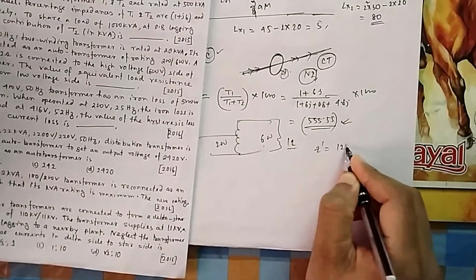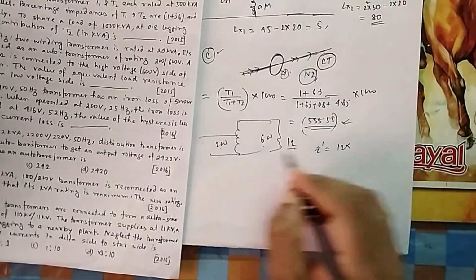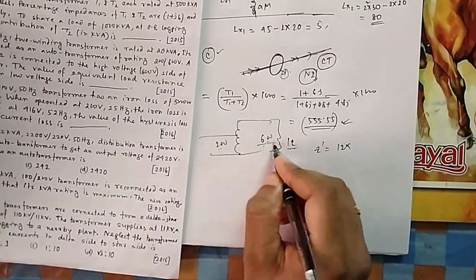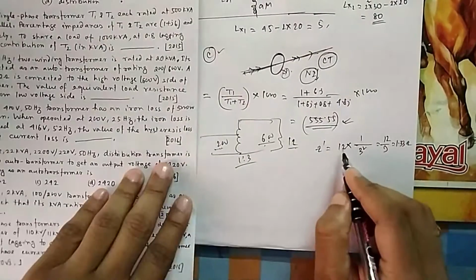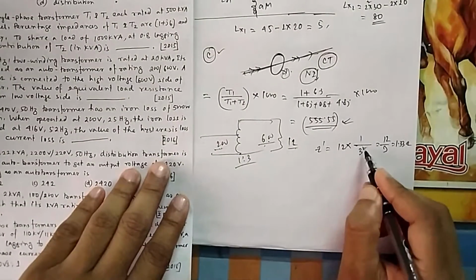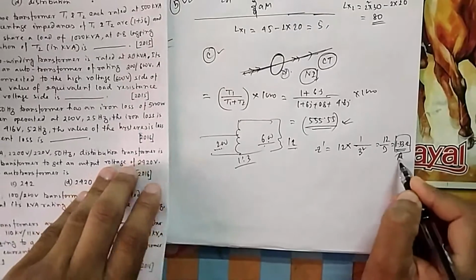Z dash will be equal to 12 divided by this ratio square. It is coming to low voltage side, so it should reduce. So what is the ratio here? 200 to 600, that is 1 is to 3. So ratio is 3. So it should get reduced. That's why I am dividing by 3 square, n square. So if you divide by 3 square, it is 1.33. So this is your answer.